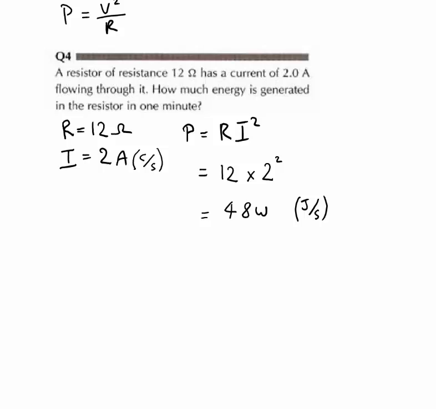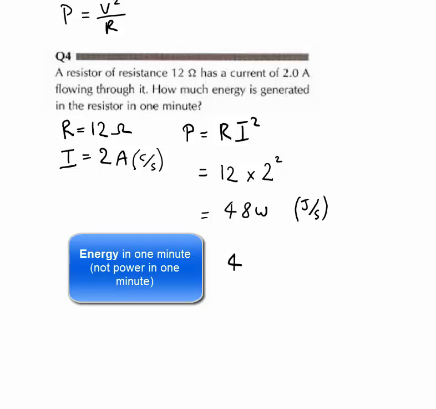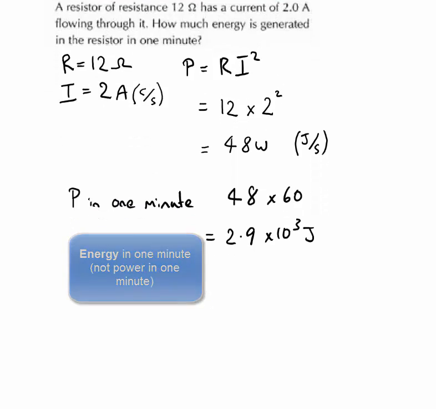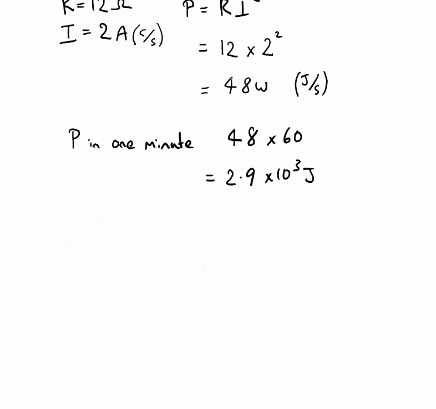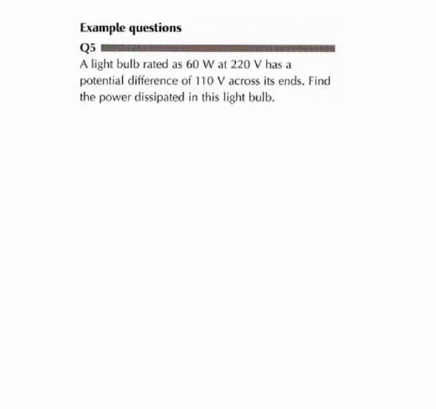So in 1 minute, it would just be 48 times 60, which you'll find to be 2.9 by 10 to the 3 joules. All right, another question. So this is our second question.